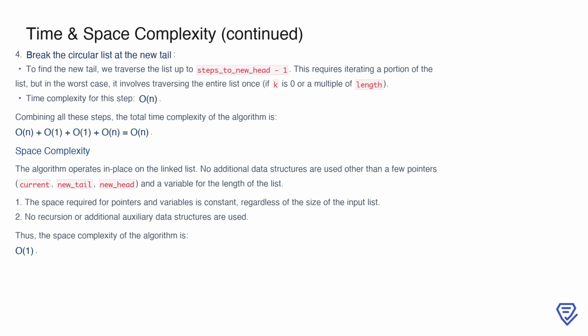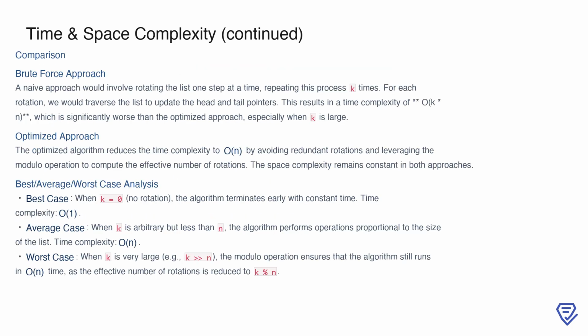When we sum up the time complexities of all steps, O(n) for determining the length, O(1) for making the list circular, O(1) for calculating the new head position, and O(n) for breaking the circular list, we get a total time complexity of O(n). Now, for space complexity, the algorithm operates directly on the input list without using any additional data structures. We only use a constant amount of extra space for variables like pointers and counters, which means the space complexity is O(1).